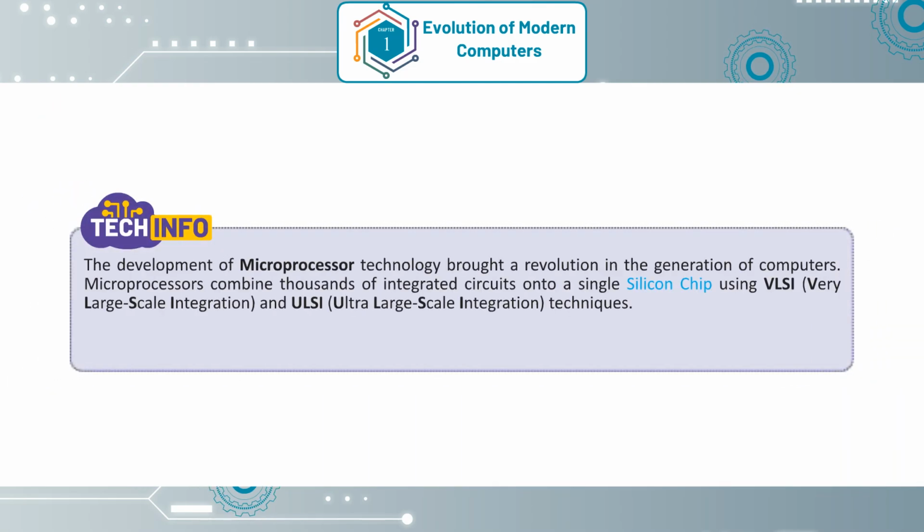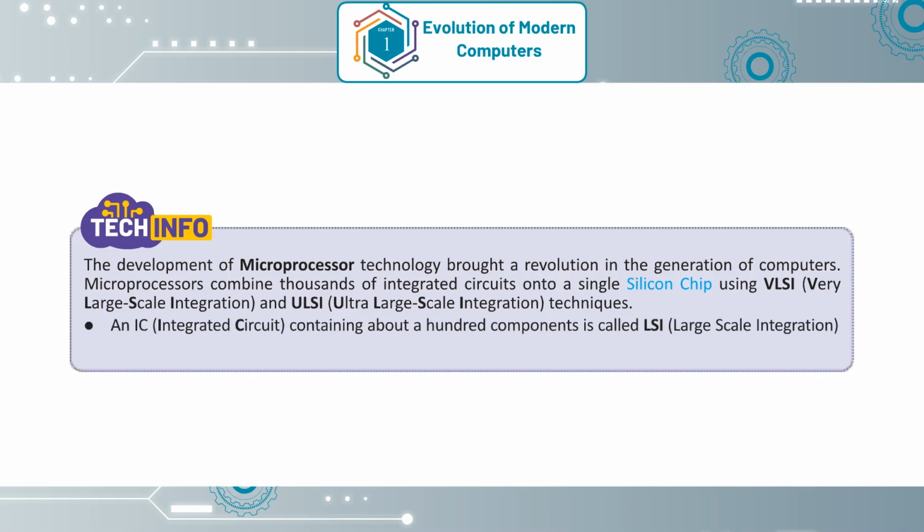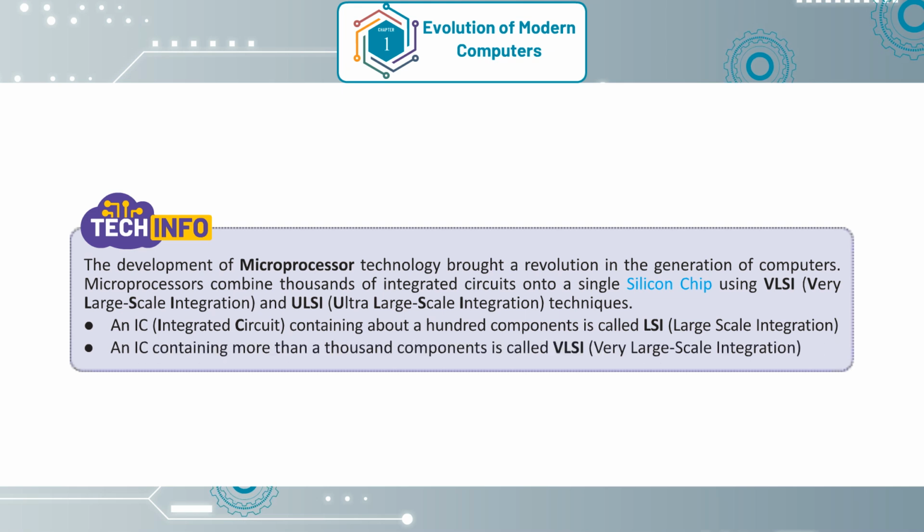Tech info: the development of microprocessor technology brought a revolution in the generation of computers. Microprocessors combine thousands of integrated circuits onto a single silicon chip using VLSI, very large-scale integration, and ULSI, ultra-large-scale integration techniques. An IC, integrated circuit, containing about 100 components is called LSI, large-scale integration. An IC containing more than 1,000 components is called VLSI, very large-scale integration.